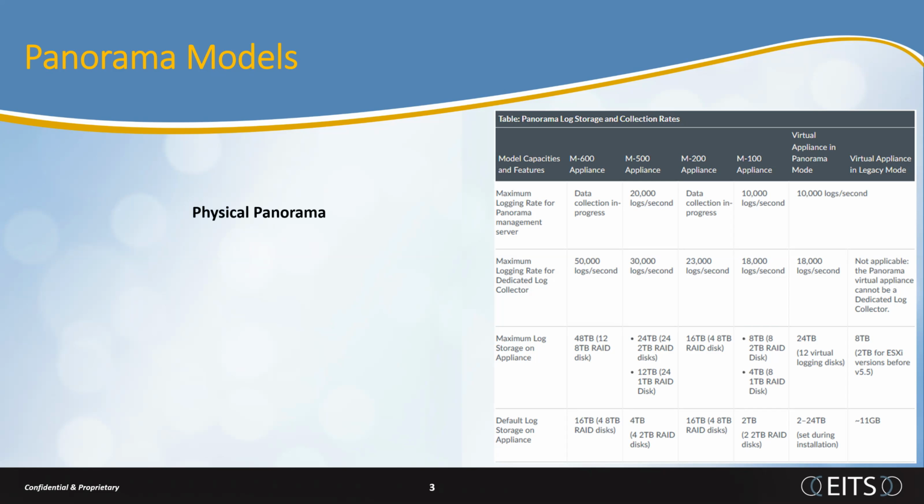So there's a couple things you're going to look at when you're picking between the two, and there's some advantages and disadvantages to both. When you're looking at physical Panorama, the big reason why you typically look at that is the log rates. It can support a lot more logs than the virtual can. It also has dedicated storage. So storage can be very costly. If your environment is running EMC VMAX, for example, for storage, your cost per gigabyte or terabyte of data on that storage is going to be fairly high.